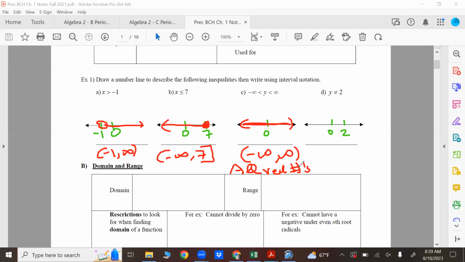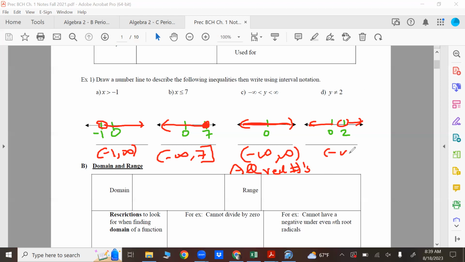Now, this is kind of a fun one. 2 is not included. So if 2 is not included, what is included? Everything else. Exactly. Now, how am I going to draw this on a number line? And then shade everywhere else. Right, exactly. And then how am I going to write that as interval notation? What do you guys think?